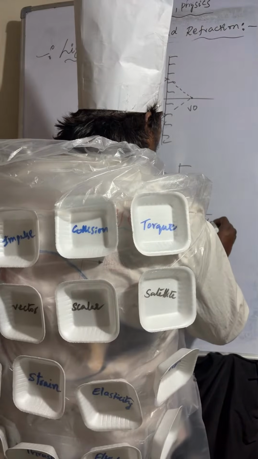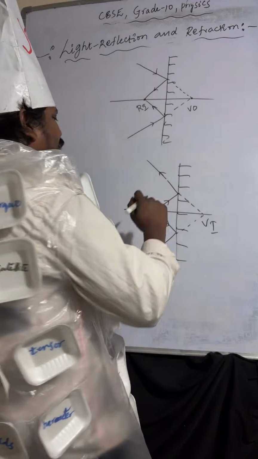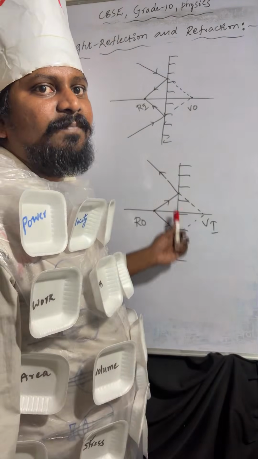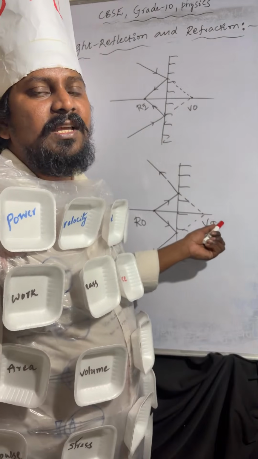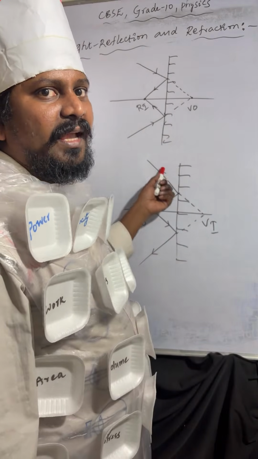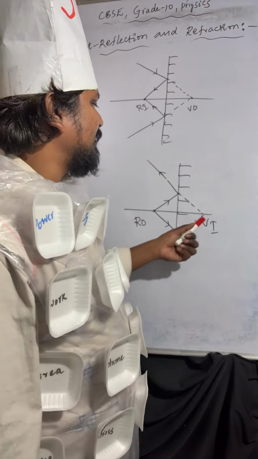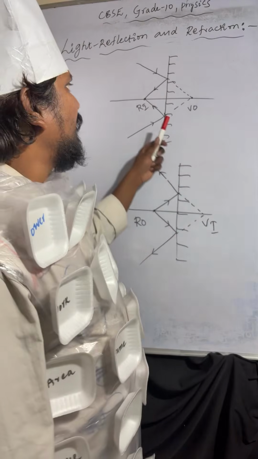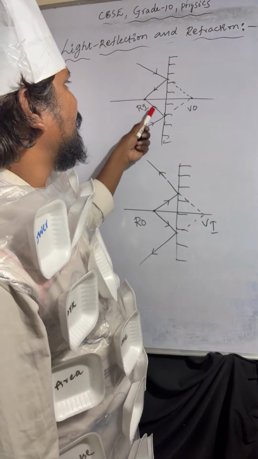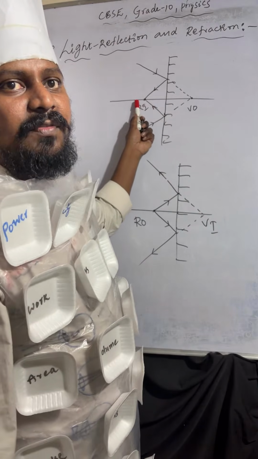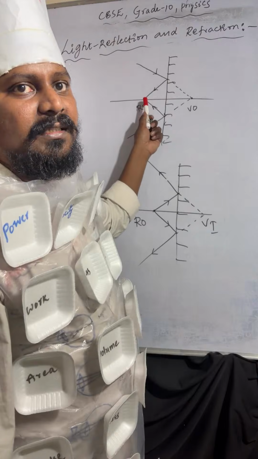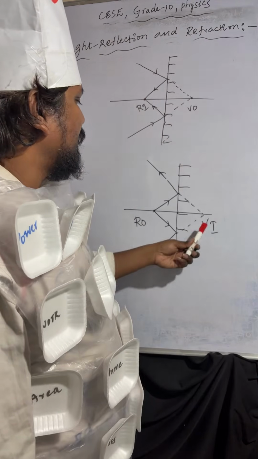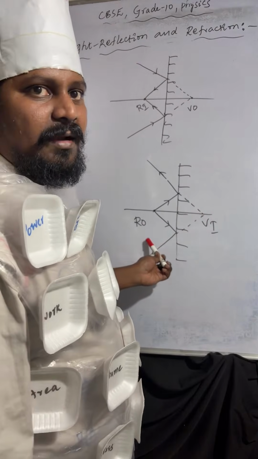The point of intersection of extended reflected light rays. We are extending these reflected light rays, and they are meeting at one point. Their image is forming, that is a virtual image. And here, the point of intersection of reflected light rays, directly reflected light rays are meeting at one point. That is a real image. So here virtual object and real image, here real object and virtual image.